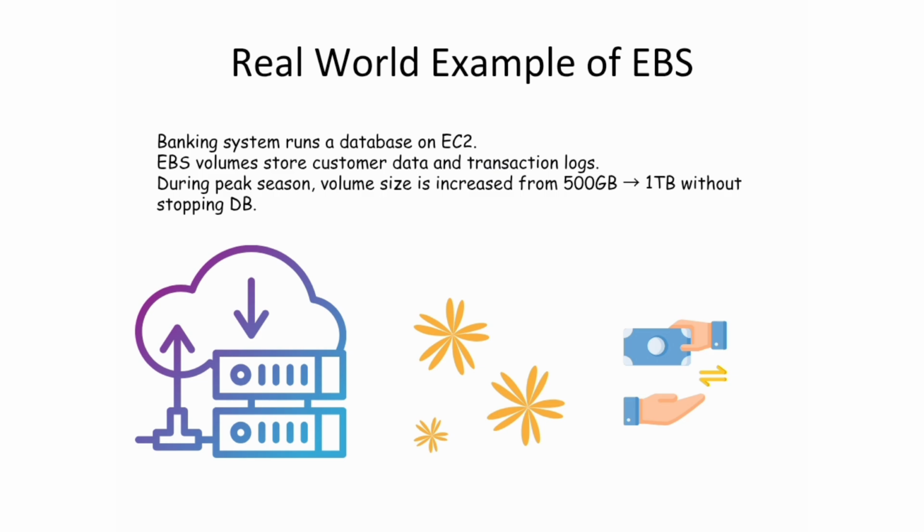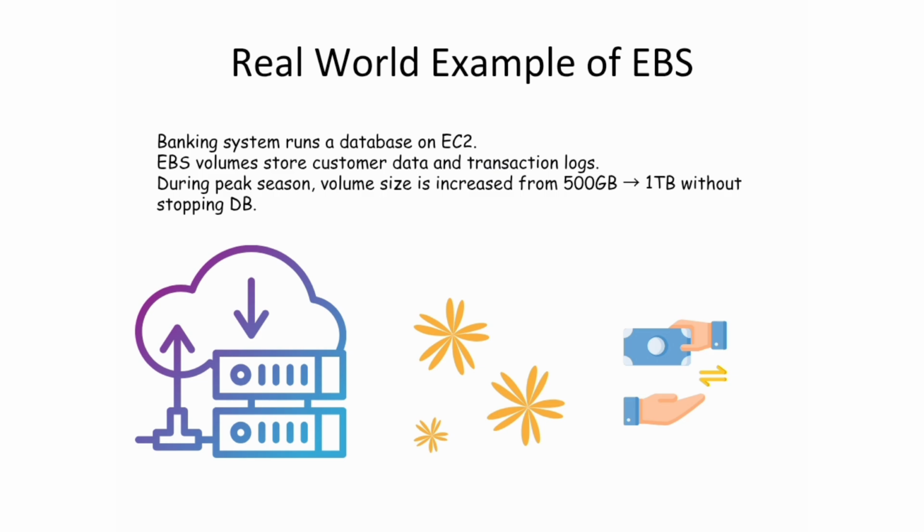Another real world example is a banking system. Your banking system runs a core database on an EC2 instance, for example. They attach EBS volumes to store the transaction logs and customer data. During peak season they increase the EBS volume size from 500 GB to 1 TB, for our case, without stopping the database. This is how Elastic Block Store in EC2 works.